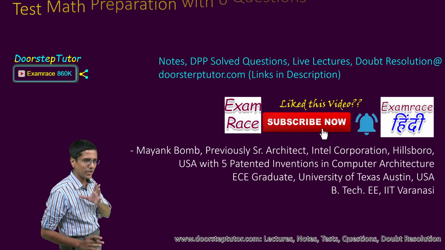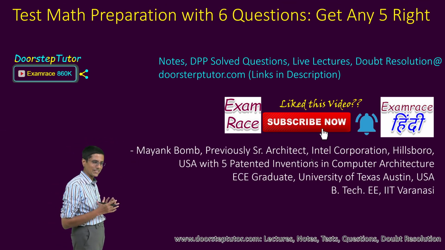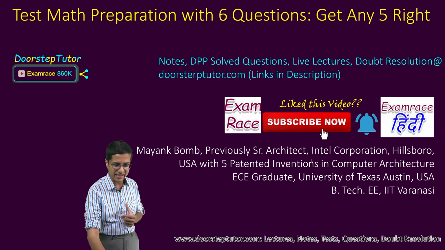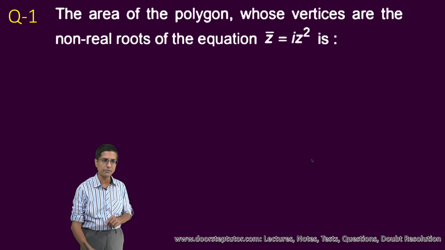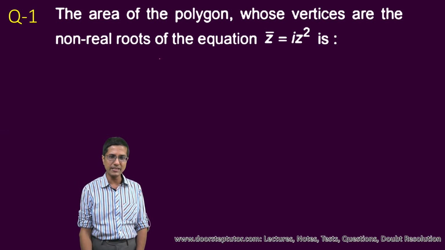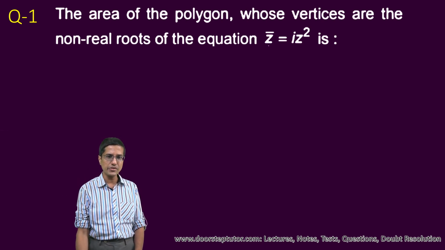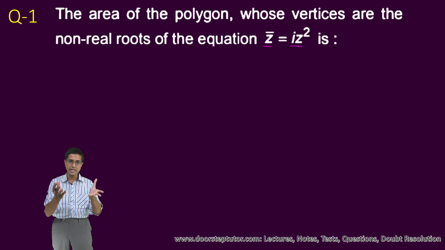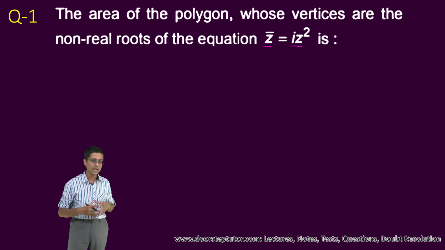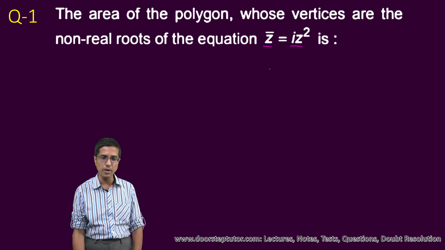So today we are solving 6 maths questions for JEE Mains, and if you get any 5 of them right, then you are of course well prepared. That's my assertion. So the first question is a complex number question, and complex number problems you should definitely attempt because those are actually very simple, and this happens to be one of those simple complex number problems.